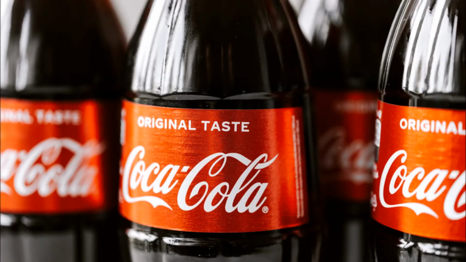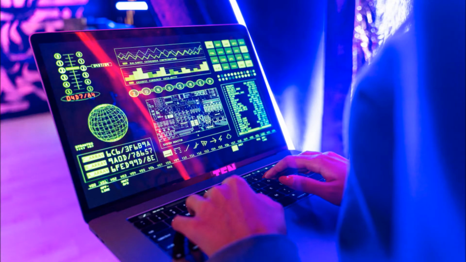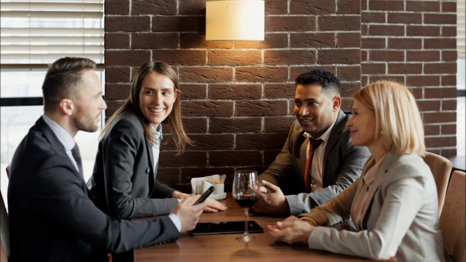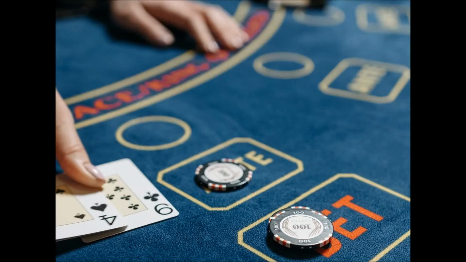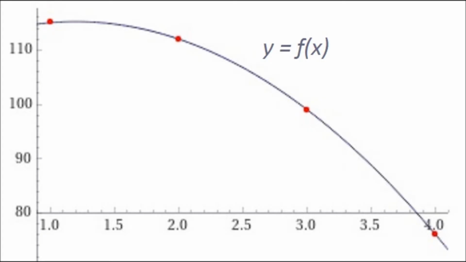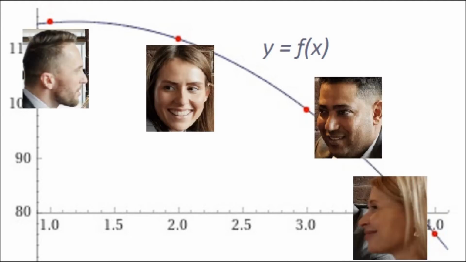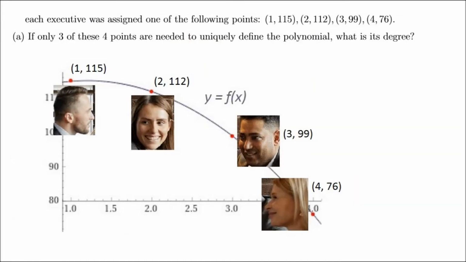Suppose the owner of Coca-Cola stashed their secret formula in a safe that can be opened by typing a numeric password. There are 4 executives at the company, and 3 of them must collaborate to open the safe. So the owner, or dealer, created a polynomial whose y-intercept is the secret number, or password. Then, each executive was assigned one of the following points: (1, 115), (2, 112), (3, 99), and (4, 76).